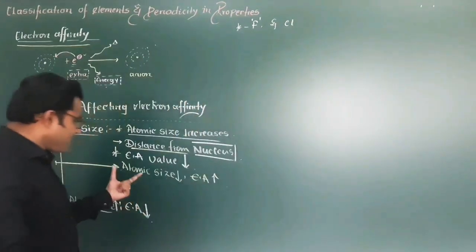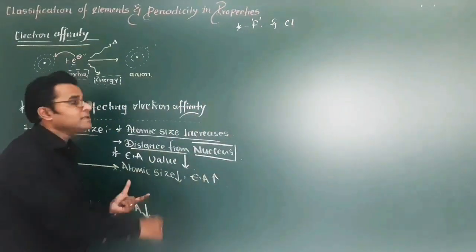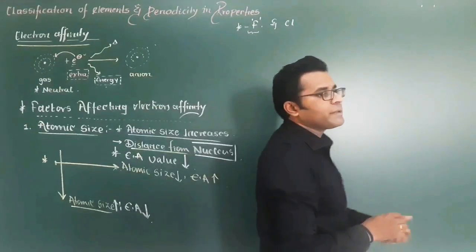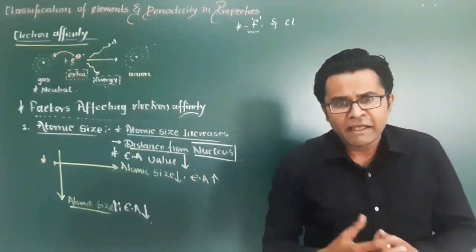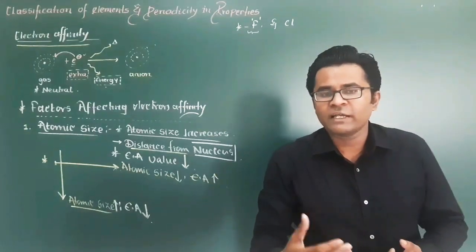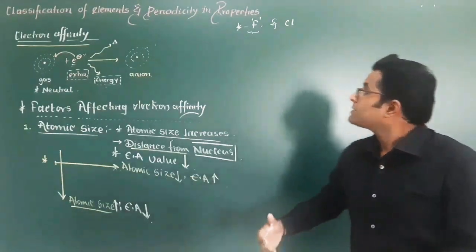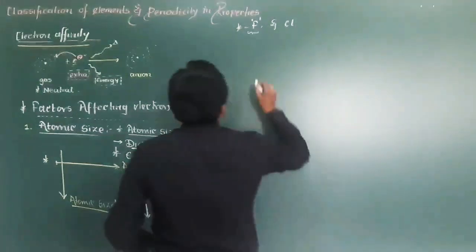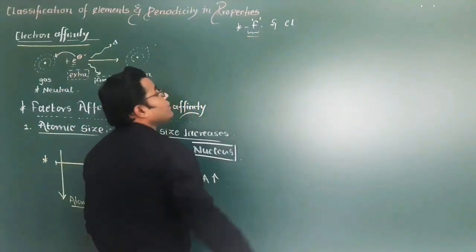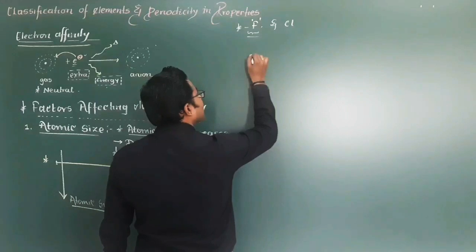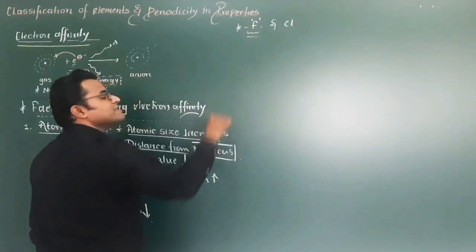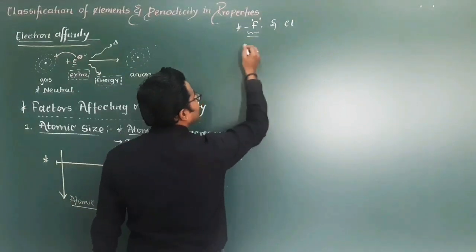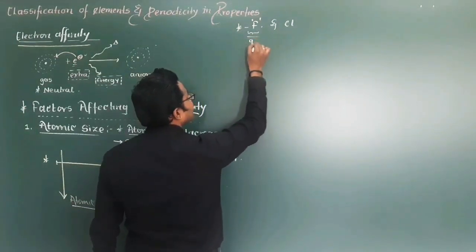If I say with respect to this condition, that means this particular fluorine should have more electron affinity. It should have the higher value of electron affinity, right? But that is not the condition here. It is because when we take a look at fluorine, the atomic size of this particular fluorine is very, very small. Now first, let us try to understand that fluorine has 9 electrons.